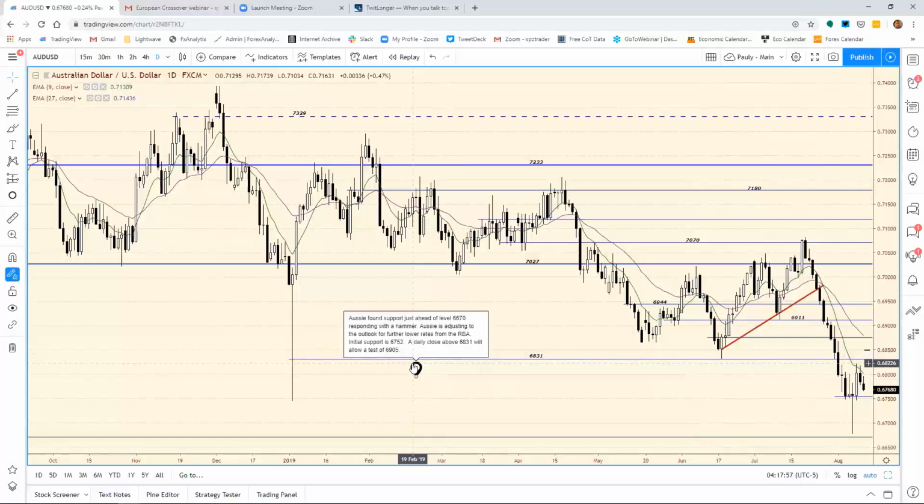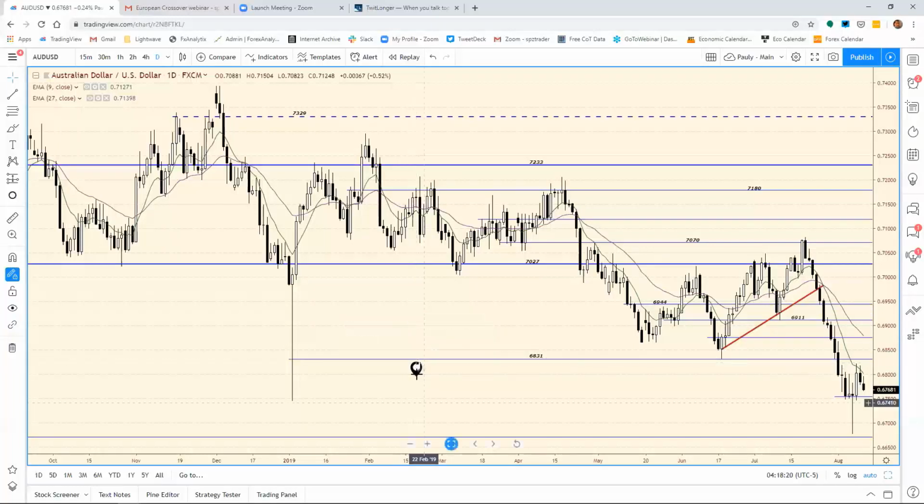The Aussie found support just ahead of the level 66.70, and you can see that level at the bottom. Responding with a hammer, Aussie is adjusting to the outlook for further lower rates from the RBA. Initial support is 67.52. A daily close above 68.31 will allow a test of 69.05. So we're going to go with that. So 67.52 for the support.